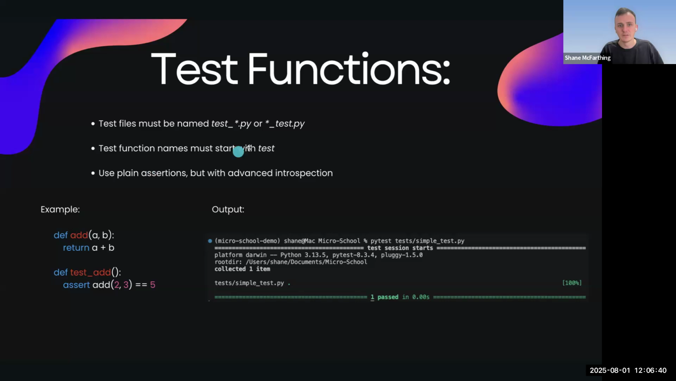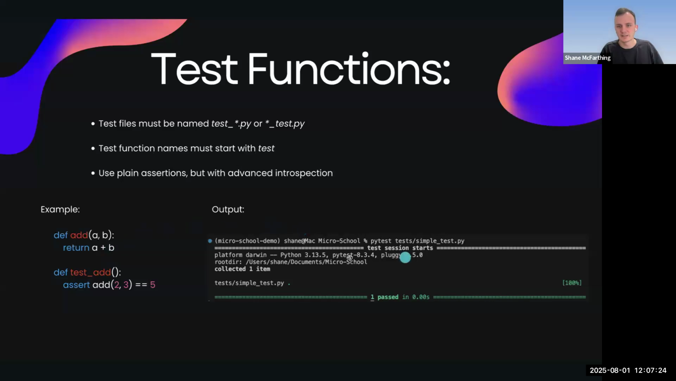And then within the functions that we define, we're going to use plain assertions. So like typical Python assertions, but they have some slightly more advanced introspection. So we get a little bit more information about the asserts if they fail. So an example of a very simple unit test for an addition function is that first we define the function. So it's add, which takes two operands and returns the addition of them. And then we have our test function, whose name starts with test. And this is a test add function. What we do is we assert that the return value of add with the two operands 2 and 3 is equal to 5. So that one should pass.